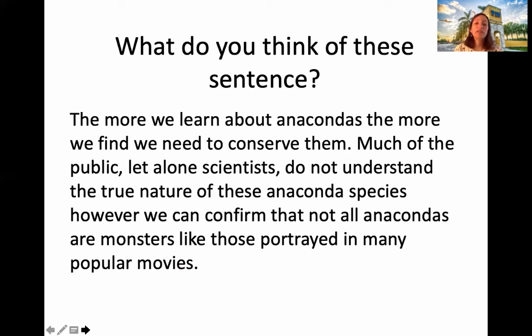The more we learn about anacondas, the more we find we need to conserve them. Much of the public, let alone scientists, do not understand the true nature of these anaconda species. However, we can confirm that not all anacondas are monsters like those portrayed in many popular movies. So what do you think of this sentence for a senior paper?